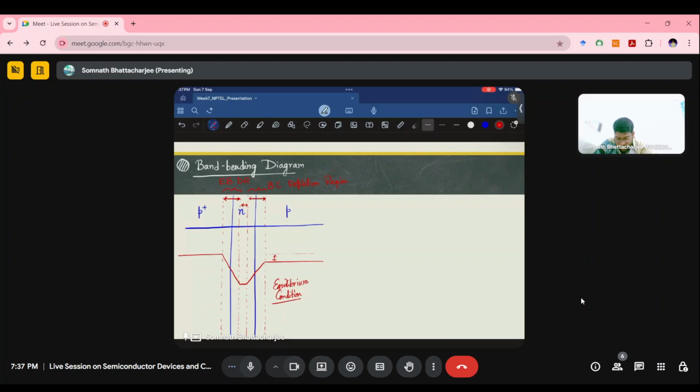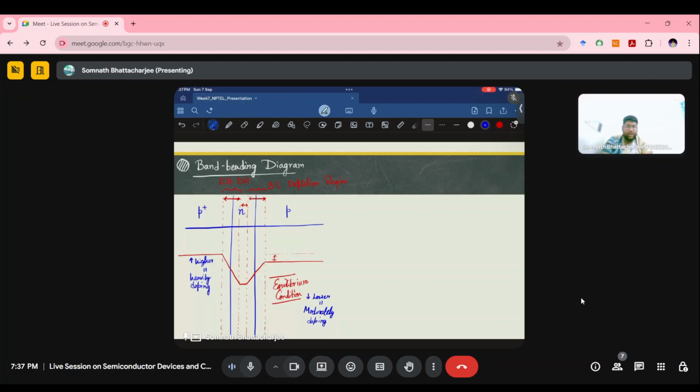So this is under equilibrium condition. Now, I'd like to mention that this region is much higher because of heavy doping, and this part is lower because of moderate doping.